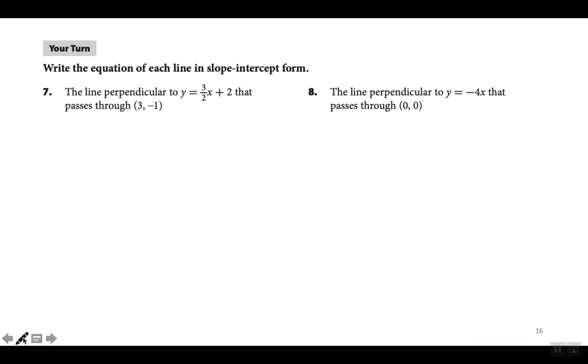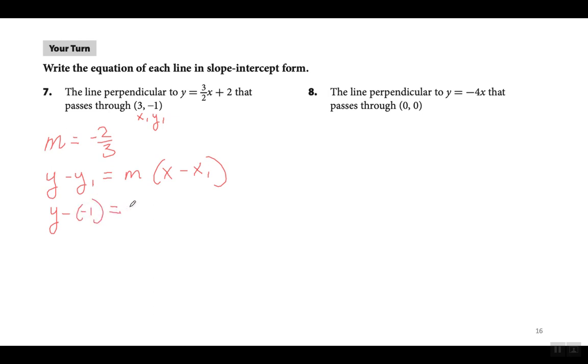Guys, I'm going to do these two examples and then I'm going to call it a lesson because this video is taking long. Alright, so the line perpendicular to this one, right? So the slope of this line is 3 over 2. So the slope of a perpendicular line has to be negative reciprocal, so the slope of a line perpendicular to this one has to be negative 2 over 3. And this is x1, y1. Alright, so point slope form is y minus y1 equals m times x minus x1. I substitute the values and I'm going to have y minus negative 1 equals negative 2 over 3, okay, and x minus 3.